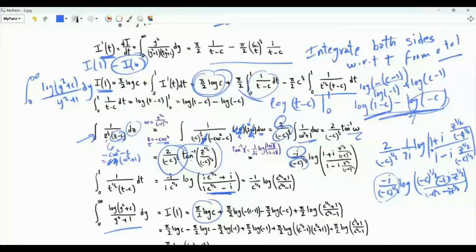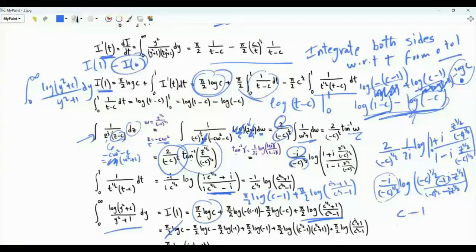And then we have this logarithm. I can also write it as minus log minus 1, which goes away with this term, minus log c. This minus log c, after being multiplied by pi over 2, cancels this term. The surviving terms are log of c minus 1 times pi over 2 plus this term here. Write down c minus 1 as c to the half plus 1 times c to the half minus 1.